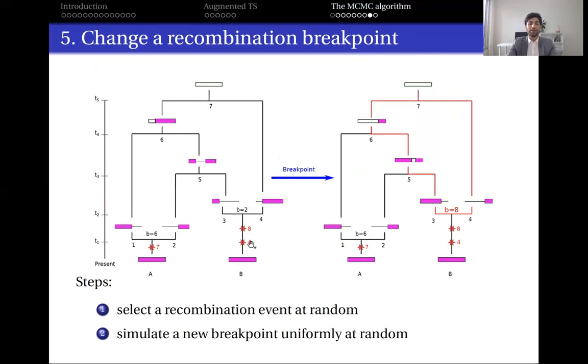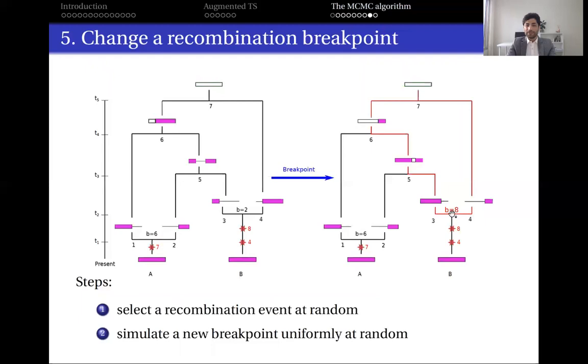The fifth transition type is to change a recombination breakpoint. So we choose a recombination. Here, the recombination at time T2 is chosen. And then we simulate a new breakpoint for the recombination. Here, the original breakpoint was 2, and now it's 8. This seems a very small change on the ARG, but actually it can shuffle the MRCAs, like big changes on the ARG.